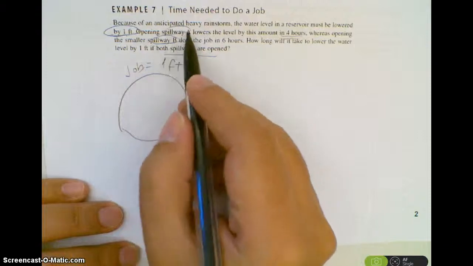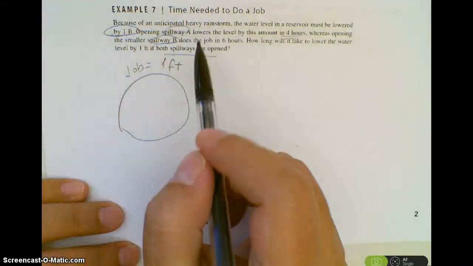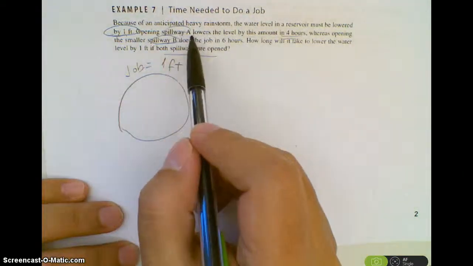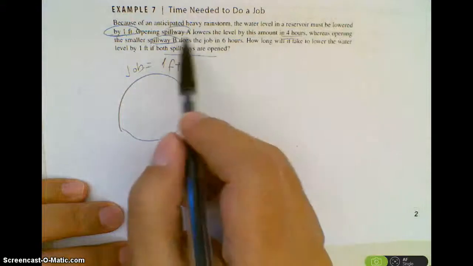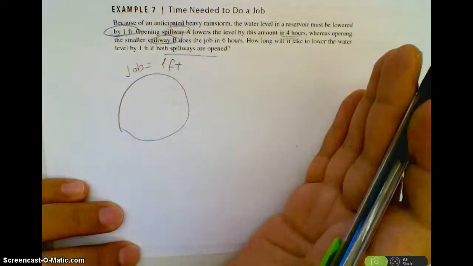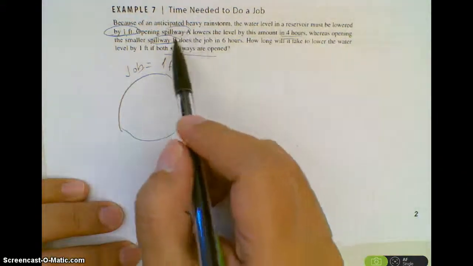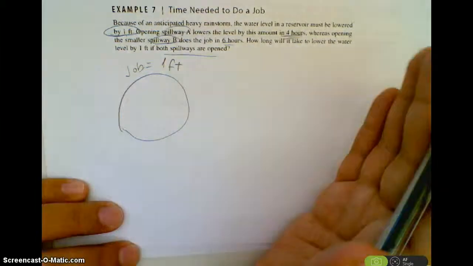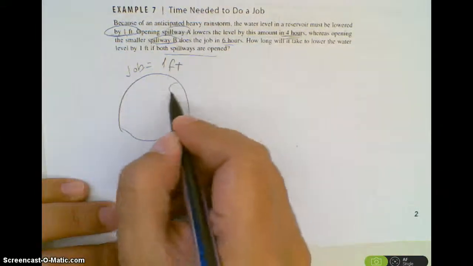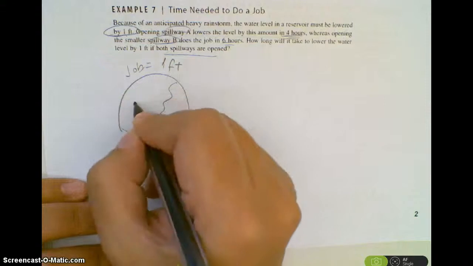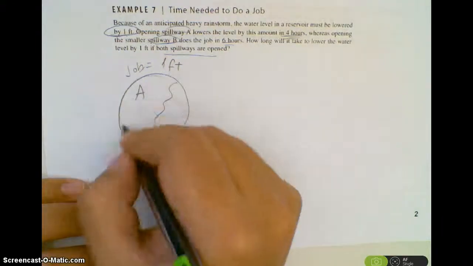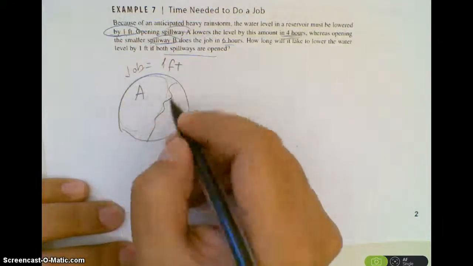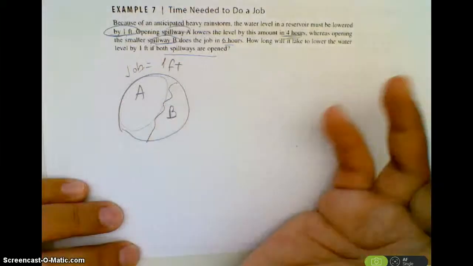Which spillway would do more? The faster one or the slower one? So in here, which one is the fastest? Compare A to B. Doing it in 4 hours or doing it in 6 hours, definitely faster is doing it in 4 hours. So you know that spillway A will do it faster and will probably help a lot more than B to lower this.